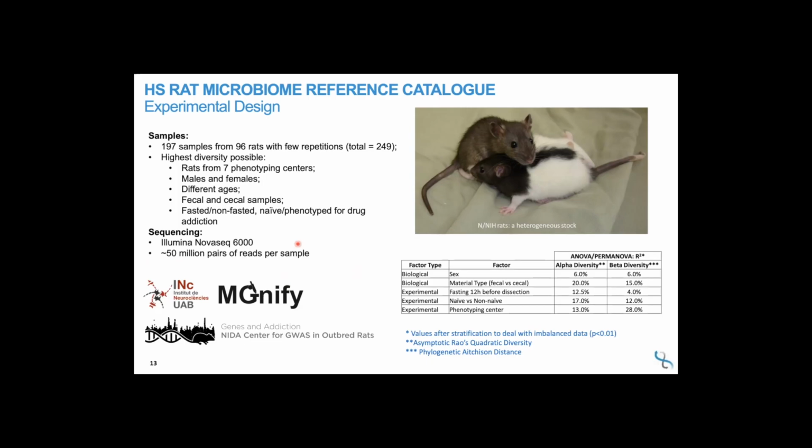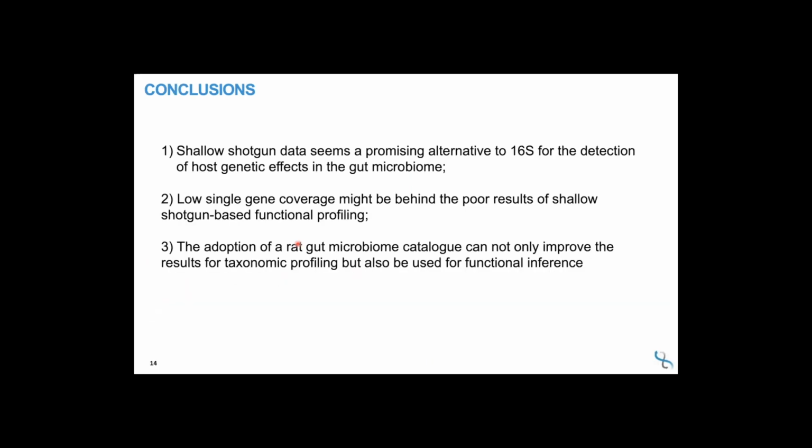So in conclusion, as you can see, the shallow shotgun data seems to be a very promising alternative to 16S in order to detect host genetic effects in the gut microbiome. We saw that very low single gene coverage might be behind the poor results of shallow shotgun based functional profiling. And we also believe that the adoption of a rat gut microbiome catalog can not only improve the results for taxonomic profiling, but also be used for the inference of what bacterial functions are there. So we can run functional profiles and see whether the host genetic effects are indeed stronger on the functions rather than taxonomy.